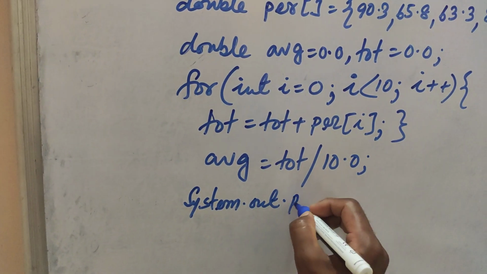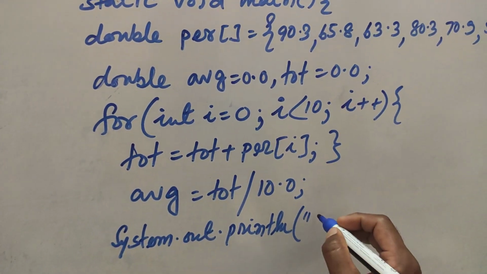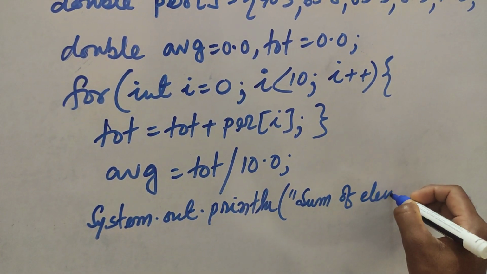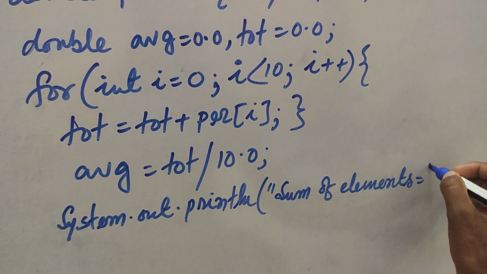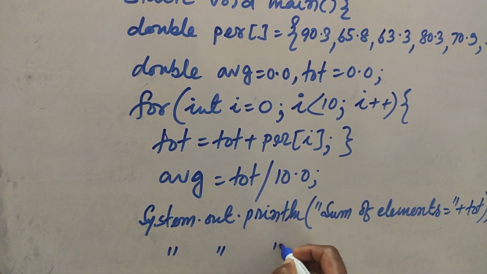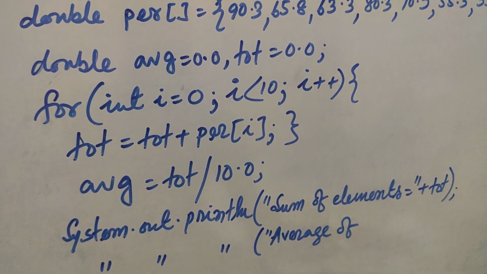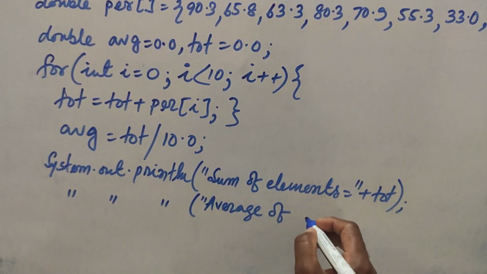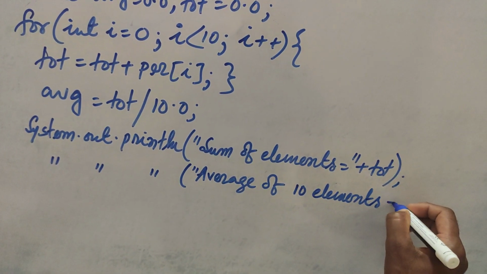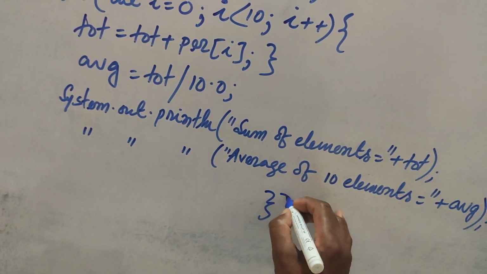System dot out dot println, sum of elements, plus tot. System dot out dot println, average of 10 elements, plus AVG. This is the simple assignment statements version.